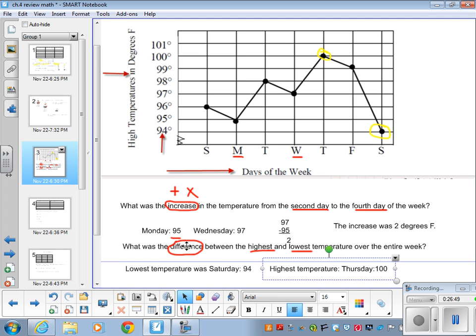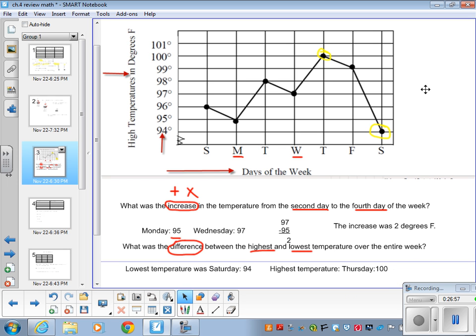Now, difference. Difference means to subtract. They want to know the difference between the highest and lowest temperature. So right here, I'm going to take 100, and I'm going to subtract 94. At this time, I want you to pause the video and solve this on your own, and then come back and see if you have the same answer as Miss Rosenberger. I'll see you soon. Take your time.